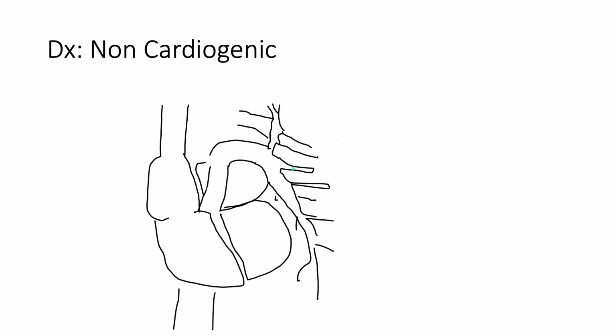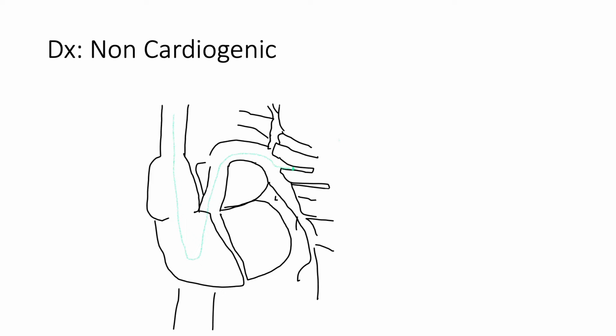Ultimately, what we can do if we have this mixed picture is float a Swan-Ganz catheter. It's usually floated from the right internal jugular vein. It goes through the superior vena cava, right atrium, right ventricle, into the pulmonary artery, and then sits in one of the primary branches that comes off the pulmonary artery. Then we do what we call wedging, where we inflate the balloon. When we inflate the balloon, we get an indirect measurement of the pressures coming from the left side of the heart.